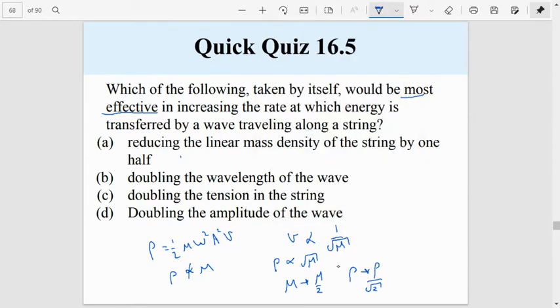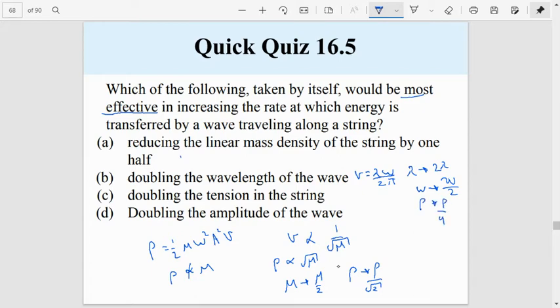Then B suggests doubling the wavelength of the wave. This might be useful because doubling the wavelength affects the angular frequency, but remember that they're inversely proportional. Since it's still the same medium, the speed remains constant. So by the wave formula, if the wavelength increases by a factor of 2 to keep the speed constant, then the angular frequency decreases by a factor of 2. Given that the power is proportional to the square of the frequency, the power decreases by a factor of 4.